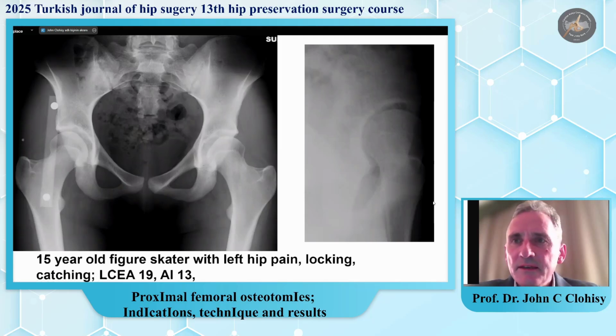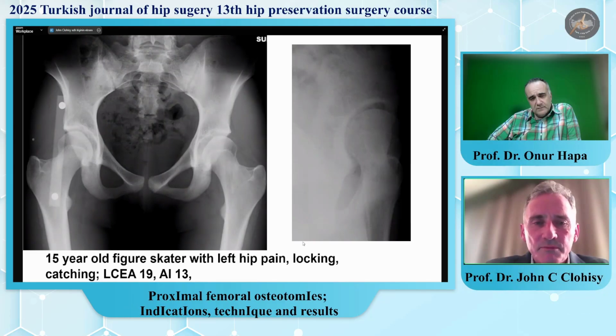This is a case example. So this is a 15-year-old female. She has mild acetabular dysplasia. She has left hip pain. She has locking and catching mechanical symptoms. Lateral center edge angle is 19. Anterior inclination is 13. This is a hip I treated several years ago, probably 15 years ago. And honestly, today my treatment might be a little different, but that's the patient.